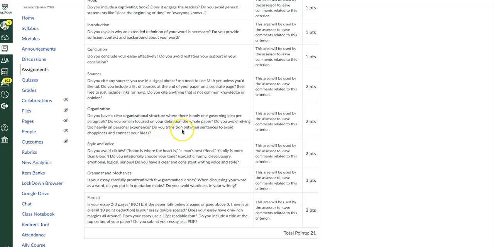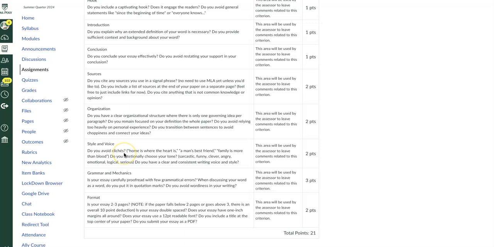Do you transition between sentences to avoid choppiness and connect your ideas? I always recommend that students read their papers out loud. That's when you can feel whether something is choppy or not. And if you've had problems with choppiness or transitions in the past, you're more than welcome to come to my office hours or meet with a tutor at the Learning Support Center.